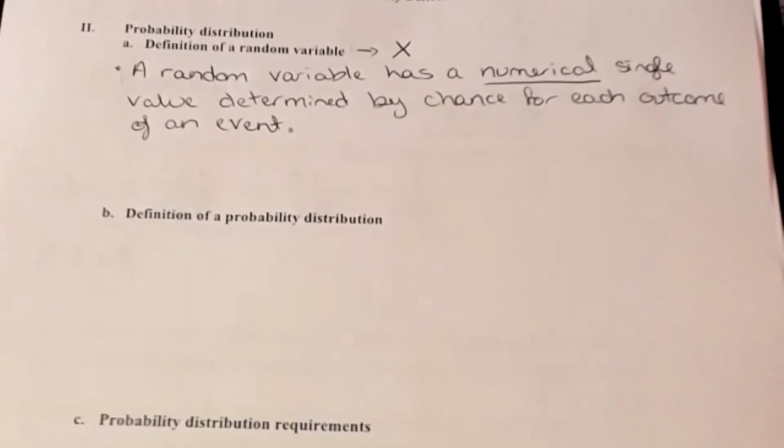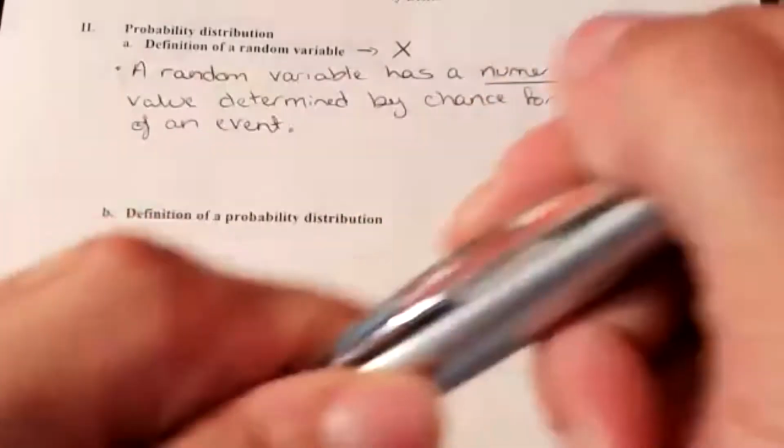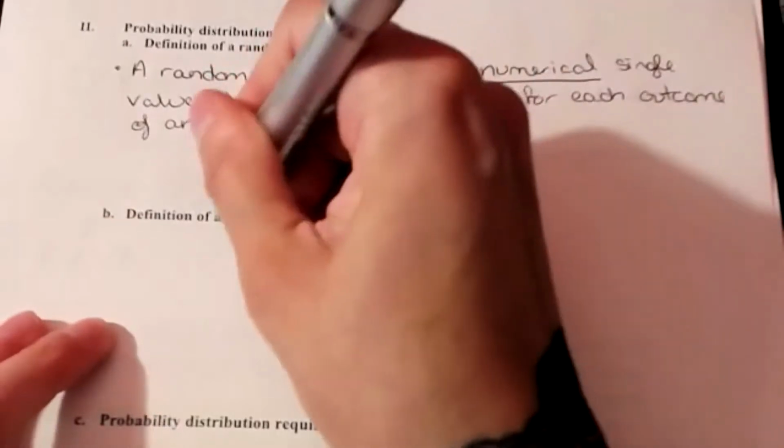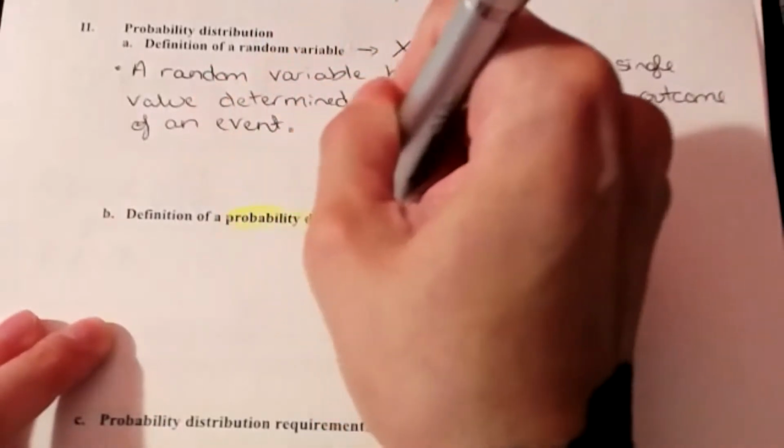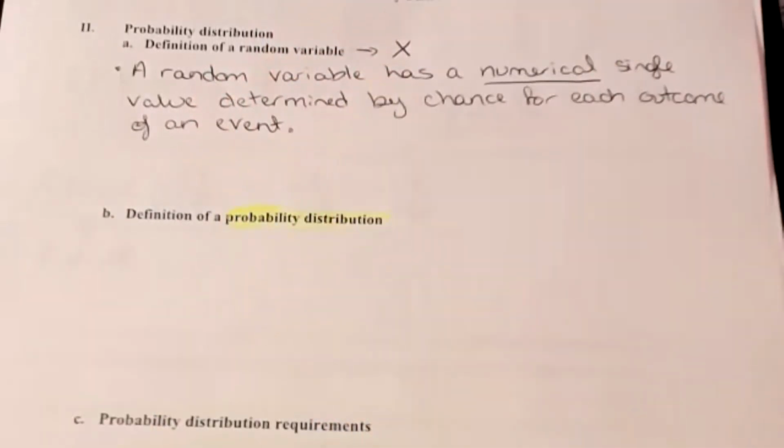So when you think of random variables, I want you to think of some sort of experiment that takes on numerical outcomes, right? Numerical values. I'll show you what I mean. We have something called a probability distribution. This is really, really, really important. I want us to get comfortable with this terminology.